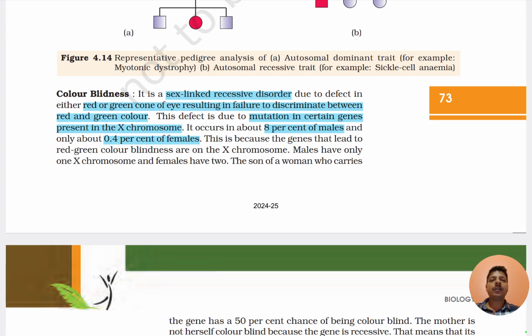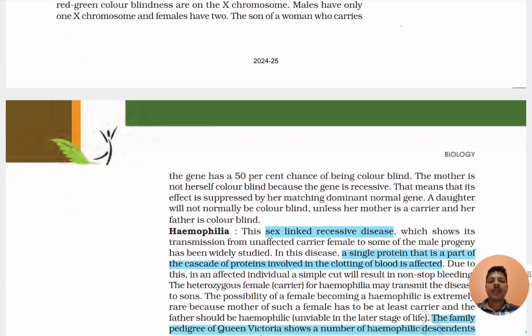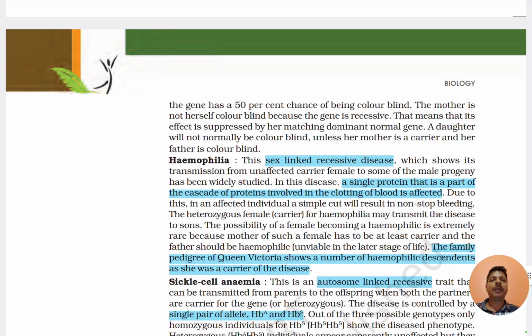Why? Because genes that lead to red-green color blindness are on the X chromosome, and males have only one X chromosome and females have two. The son of a woman who carries the gene has a 50% chance of being color blind.